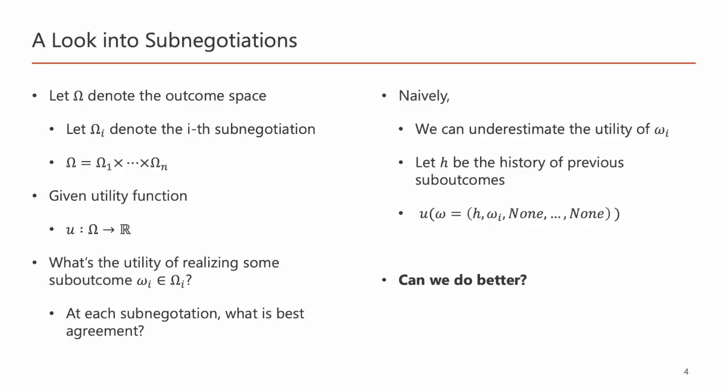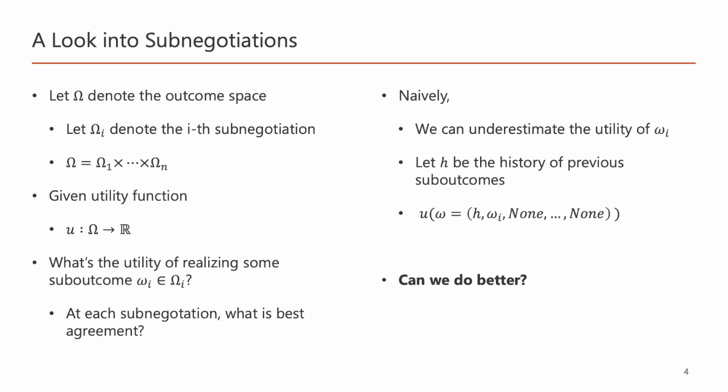A little closer look into sub-negotiations. If we let omega denote the outcome space, then we could denote omega sub I as the sub-outcome space for the ith sub-negotiation. So this omega will be just equal to the Cartesian product of all these sub-outcome spaces. What we're given is the utility function that maps some final outcome in omega to a real number. But what's the utility for realizing some sub-outcome in some subspace for a sub-negotiation? Or in other words, at each sub-negotiation, what is the best agreement?